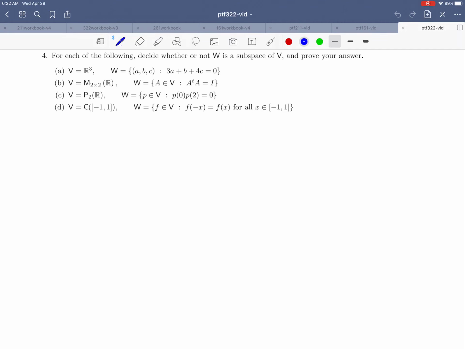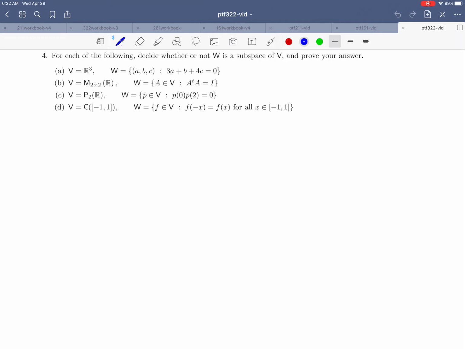Hi everybody, and welcome to exercise 4 on the list of final exam review problems. This is an exercise that goes way back to the very first couple of weeks of the course, where we're trying to decide whether subsets are subspaces of a vector space. Remember that a subspace is a subset of a vector space that is itself a vector space. It has the properties of that.